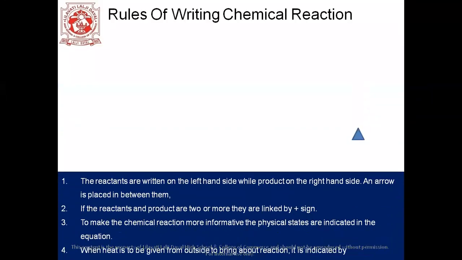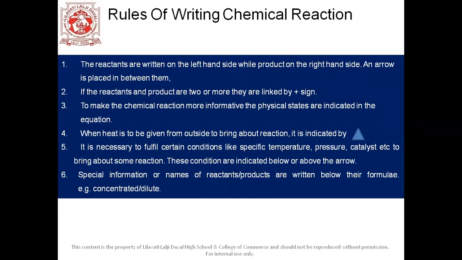Let's understand the rules for writing a chemical reaction. Students, we have to consider certain rules when we are writing a chemical reaction. So what are they? First rule: the reactants are written on the left-hand side, while the products are on the right-hand side. An arrow is placed in between them. Next, if there are two or more reactants or products, they are linked by a plus sign. Third, to make the chemical reaction more informative, the physical states are indicated in the equation.